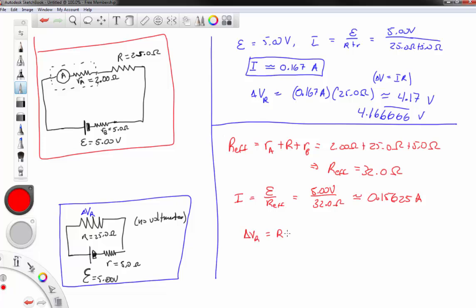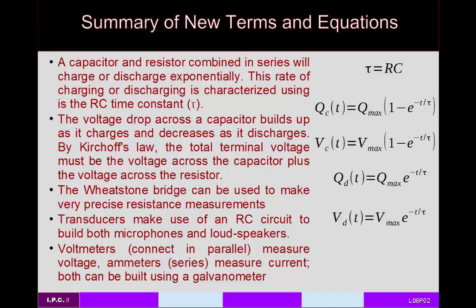And so what's the voltage drop across just this resistor? Well, delta V sub R should be R times I. So if we multiply this by 25, we get 3.90625 volts, or 3.9, versus up here we had basically 4.2. So there is actually a significant difference in this case for both the current and the voltage drop when we place this ammeter in series with everything. So you can see where making a measurement can actually have an effect on the circuit that you're measuring.